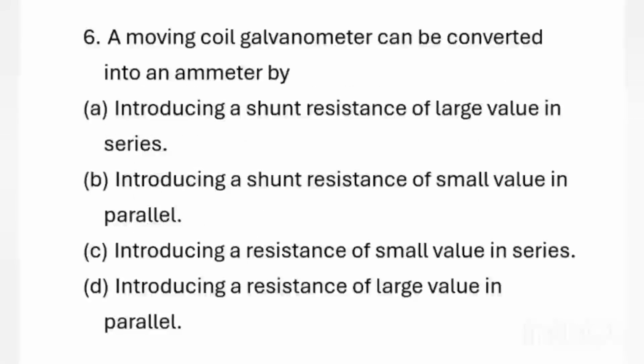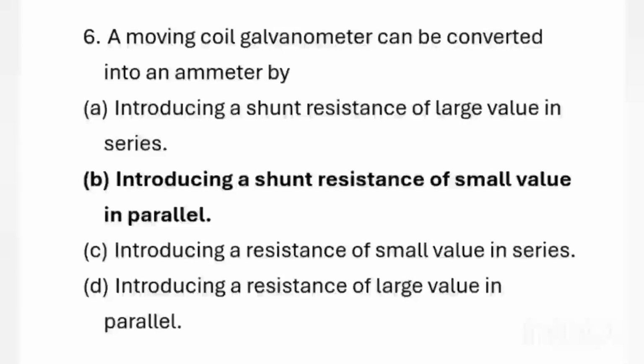Question number 6. A moving coil galvanometer can be converted into an ammeter by option A, introducing a shunt resistance of large value in series, option B, introducing a shunt resistance of small value in parallel, option C, introducing a resistance of small value in series, option D, introducing a resistance of large value in parallel.